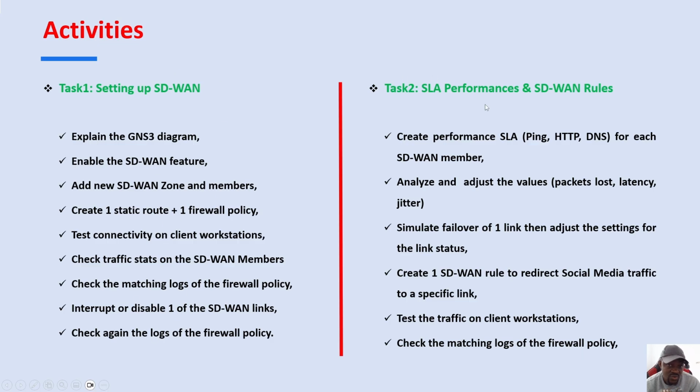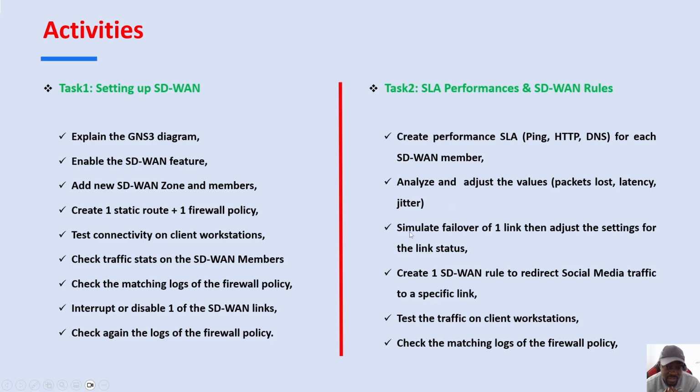In task 2 is where we are going to define SLA performance and SD-WAN rules. Here in task 2, what we are going to do is create performance SLAs, then afterwards we'll analyze and adjust the values. When you create the performance SLA, it will take some time to get the appropriate values that you are going to maintain on your FortiGate device. So this second subtask is where we're going to analyze and adjust the values of the packet loss, latency, and jitter.